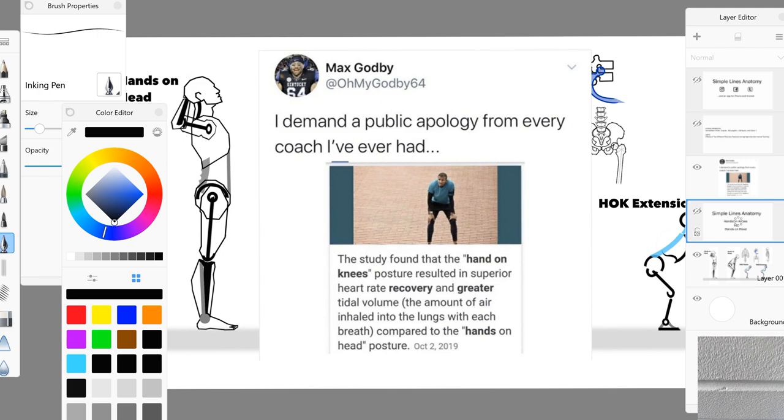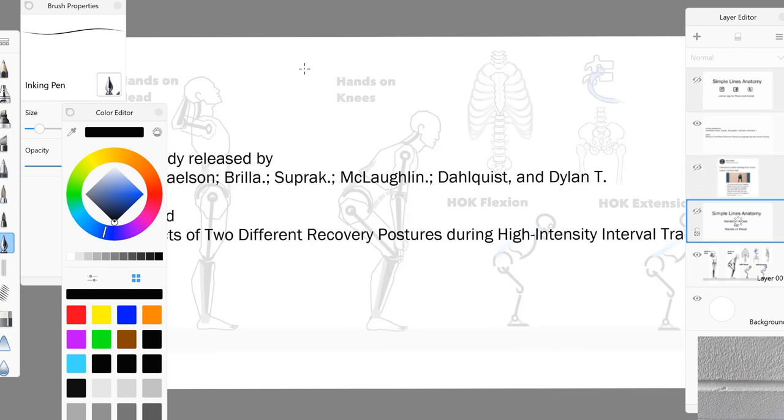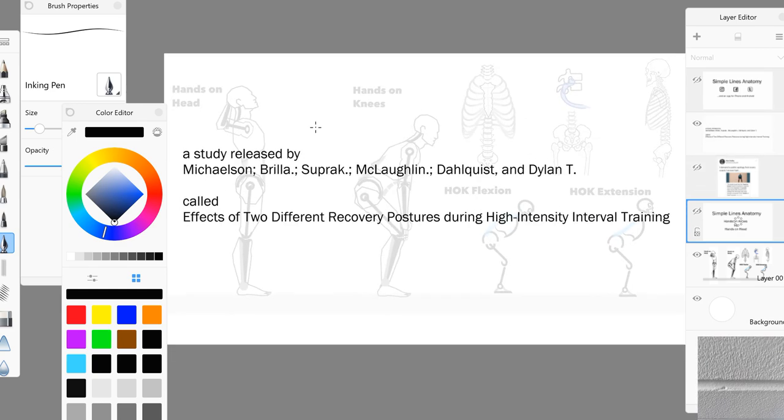And so this was a study. I'm just going to pull that up. This was a study by Michelson, Brilla, Suprak, McLaughlin, Dahlquist, and Dylan T. None of this et al. stuff. Anyways, it was called Effects of Two Different Recovery Postures During High Intensity Interval Training.